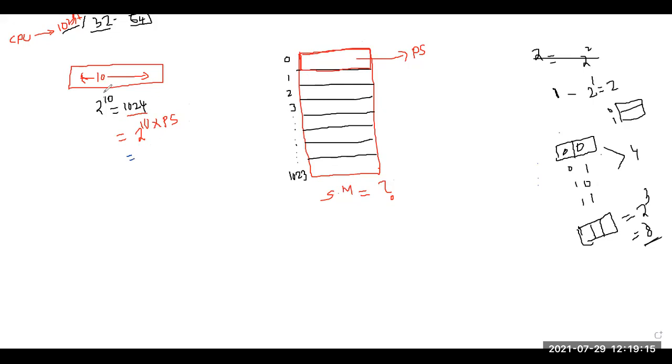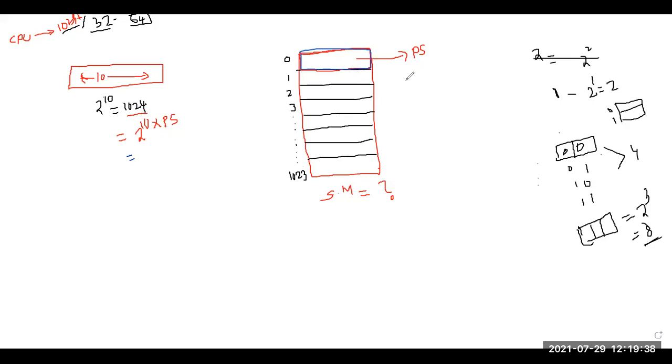Getting my point? If it is 10 bit, the maximum number of different locations that can be possible is 1024. Fine. Then what will be the size? If I say this is my page size, then total memory is nothing but 2 to the power of 10 into the page size.